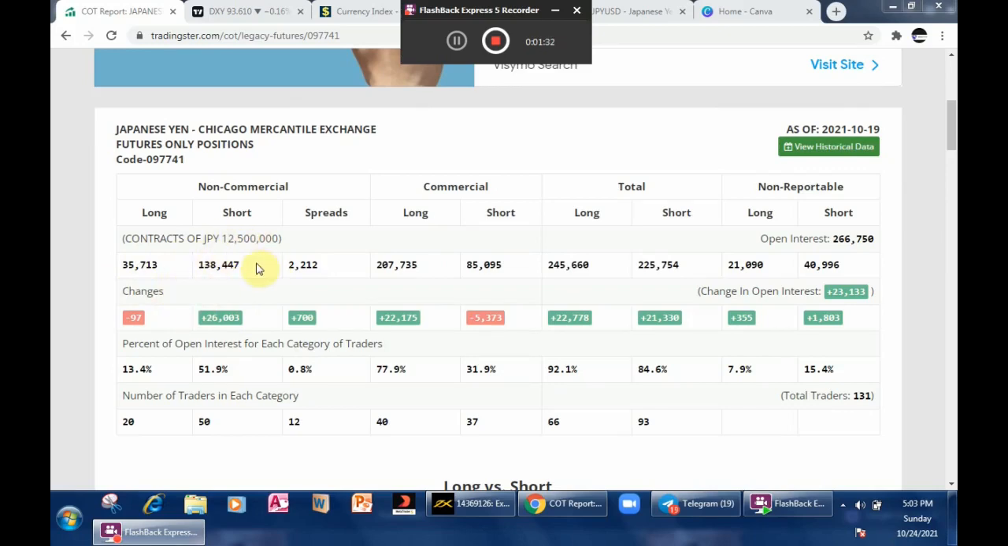Okay, so they were heavily net short, and they had 26,000 net positions, while they just dumped 97 contracts, while they had 27,000 contracts added to their short positions. So they were heavily net short.